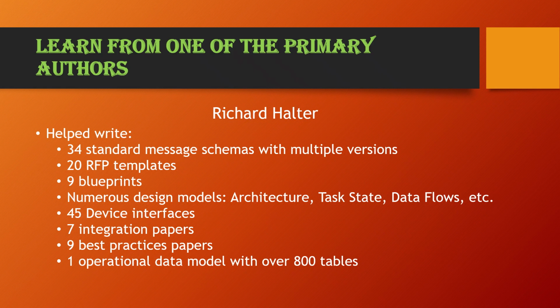There are 7 integration papers where they didn't lead to standards, and these are very much similar to blueprints, except they're telling you how to use other standards. Then there are 9 best practices papers. You can't have a standards organization that doesn't have best practices to tell them how to build things. And there is one operational data model, and this is where the Retail Technology Standards Group started in 1994. And today there are over 800 tables in this model, and there are over 8,000 attributes, and it covers virtually everything in retail.